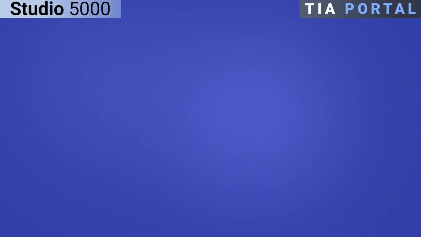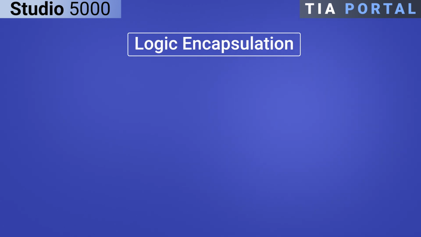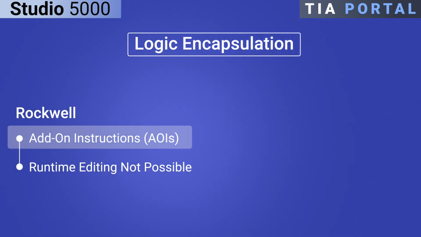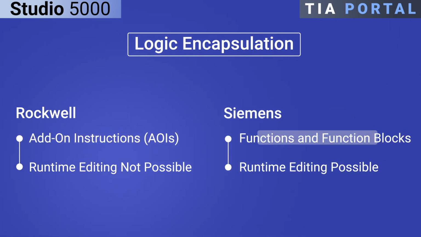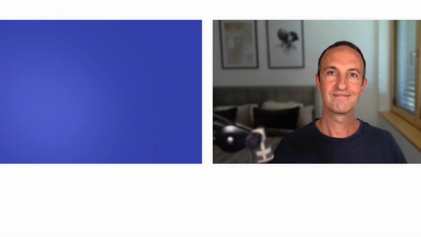So both Rockwell Studio 5000 and Siemens TIA Portal offer robust methods for logic encapsulation, but with distinct approaches based on their platform architecture. Rockwell uses a dedicated section for add-on instructions to encapsulate logic and associated data, while Siemens employs functions and function blocks for similar encapsulation of logic, with the added advantage of runtime editing without stopping the PLC. In conclusion, both Rockwell Studio 5000 and TIA Portal offer robust tools for developing and organizing automation systems, each with unique approaches to program execution and organization, data handling, and logic encapsulation.